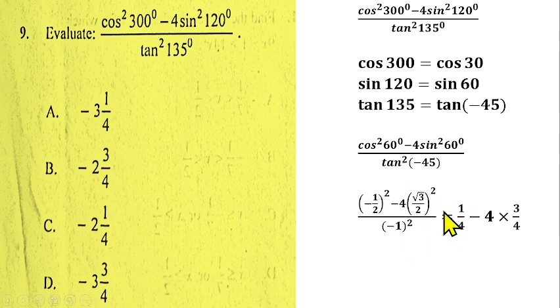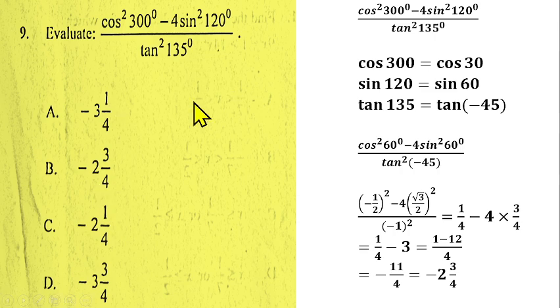So 1 over 2 squared will give us 1 over 4, minus 4 times 3 over 2 squared, which will give us 4. Minus 1 squared will give us 1, so you don't need to write over 1. From there 4 will take care of 4, we have a 3 left, so you have 1 over 4 minus 3. If you simplify that by finding the LCM, you have 1 minus 12 over 4, and that should give us minus 11 over 4, which will be minus 2 whole number 3 over 4, which is option B for question number 9.